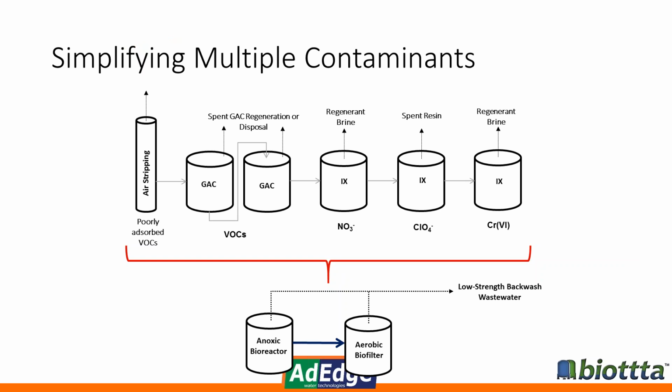The biota plants are set up as packaged plants or standardized plants with 8-foot, 10-foot, and 12-foot diameter vessels. As the flow increases, we just package more of what we call trains of these. So you might start with a biota 12-1 train, which is two 12-foot diameter vessels. 12-2 becomes 4, 12-3 becomes 6. So we just start multiplying and adding more vessels together.